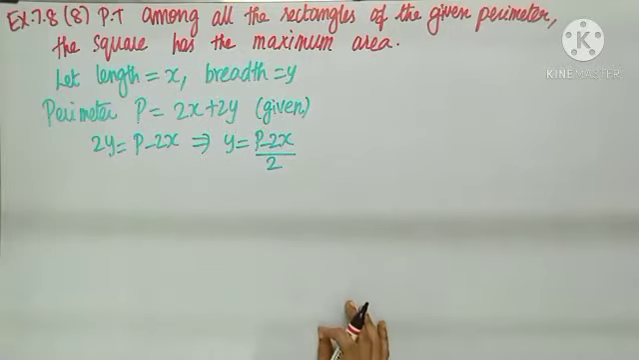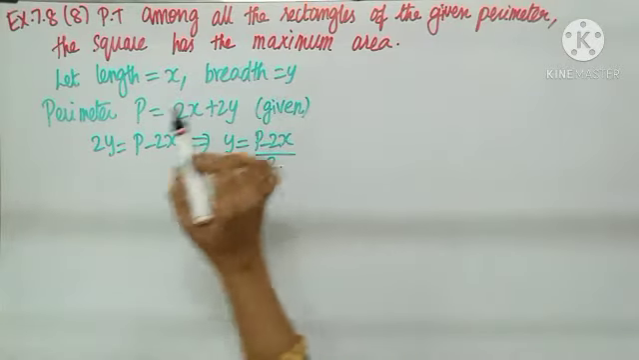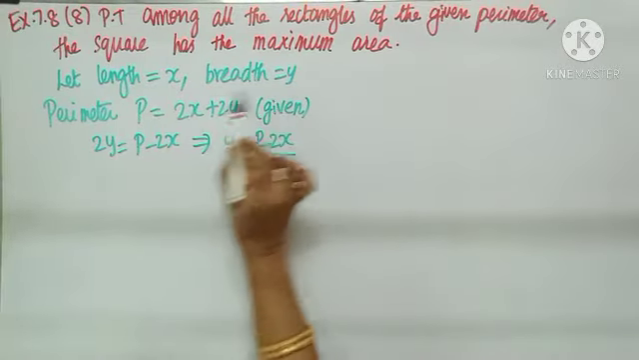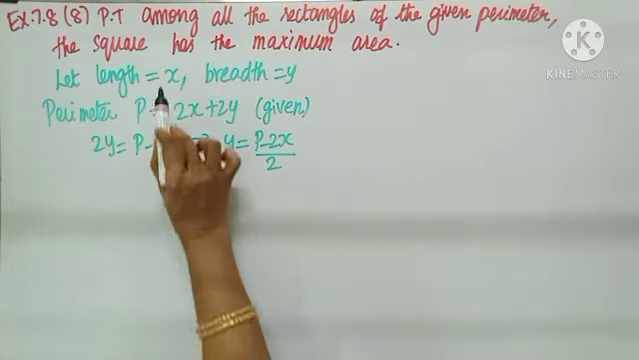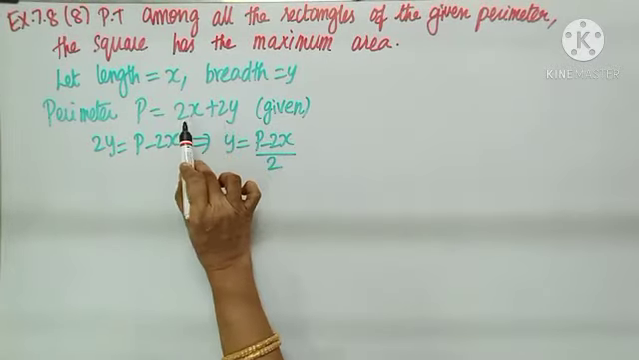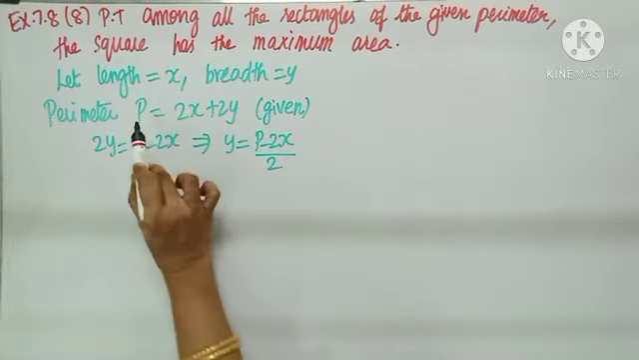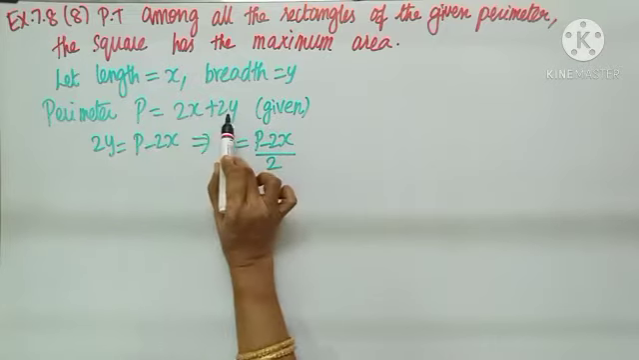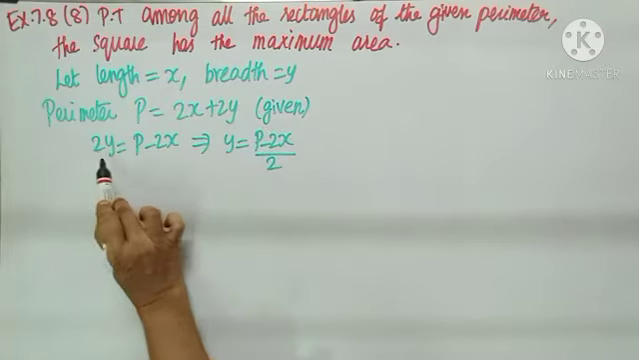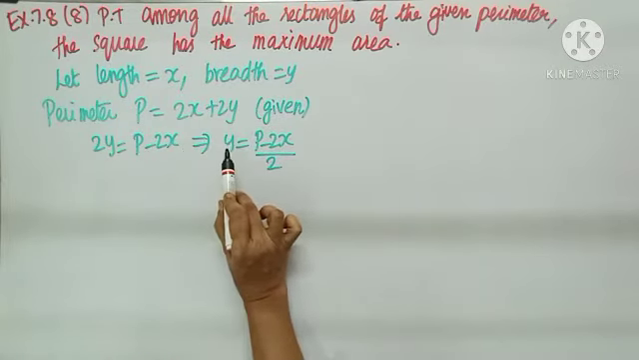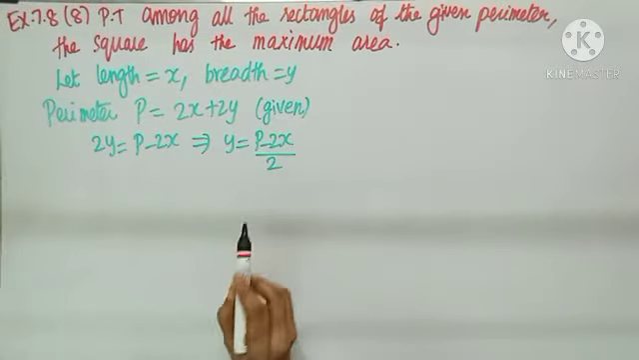Question number 8. Prove that among all the rectangles of the given perimeter, the square has the maximum area. Rectangle. So we can write length is x, breadth is y. Perimeter will be twice length, twice breadth. So 2x plus 2y. P is given, so treat P as a constant. Find out y. 2y equals P minus 2x, or y equals P minus 2x by 2.